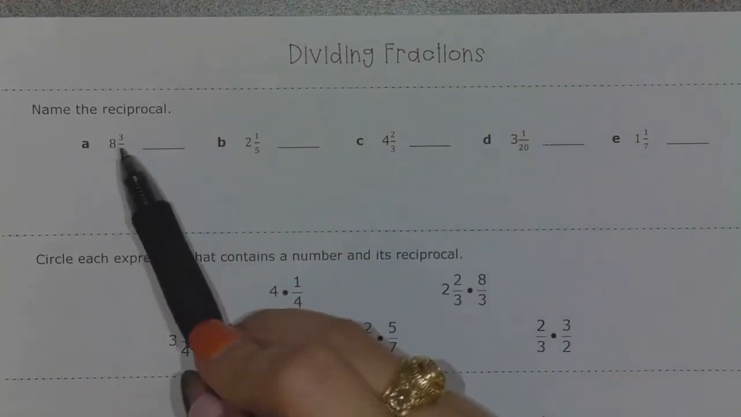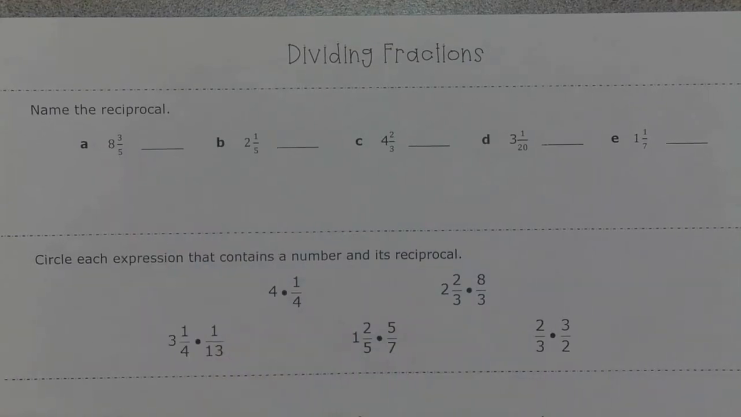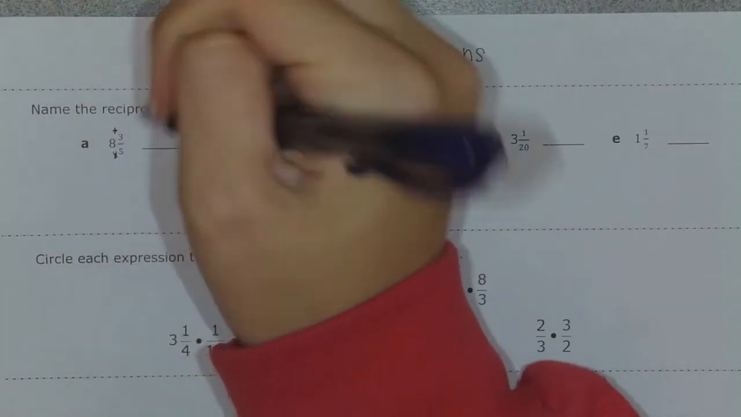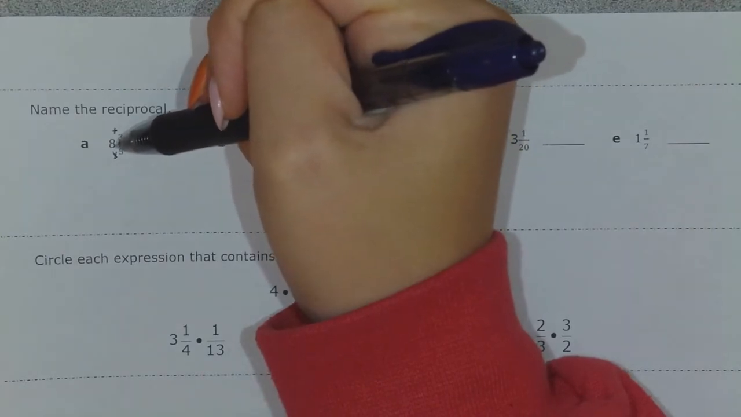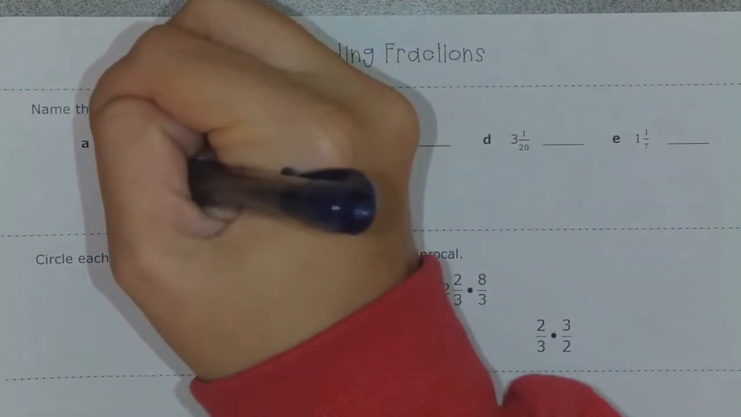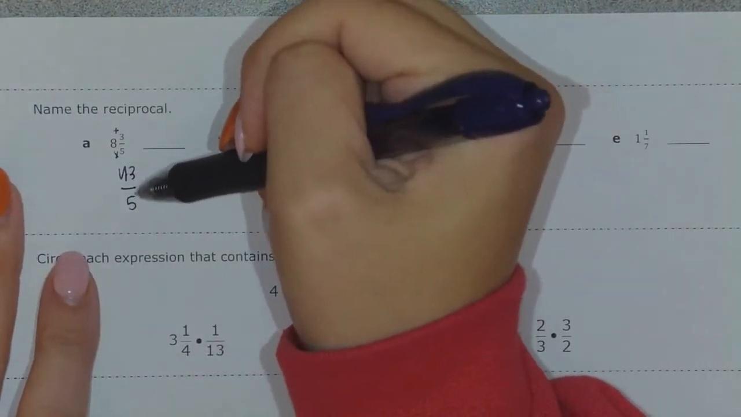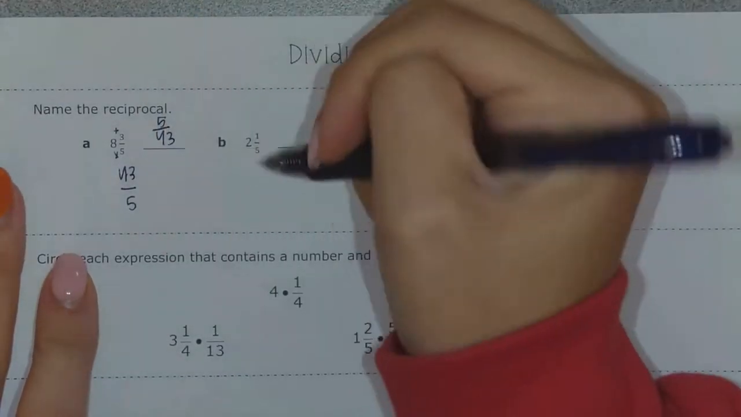Well, with these mixed numbers, it's still going to be the same concept, but I've got that whole number to take care of first, which means I have to turn this into an improper fraction. And our strategy to do that is what we call the Texas two-step. So I would have 8 times 5, which gives me 40, plus 3 more would give me 43 fifths. So the reciprocal of 43 fifths would be 5 over 43.